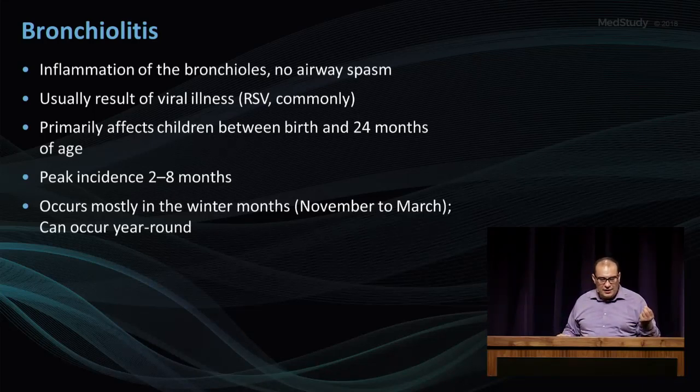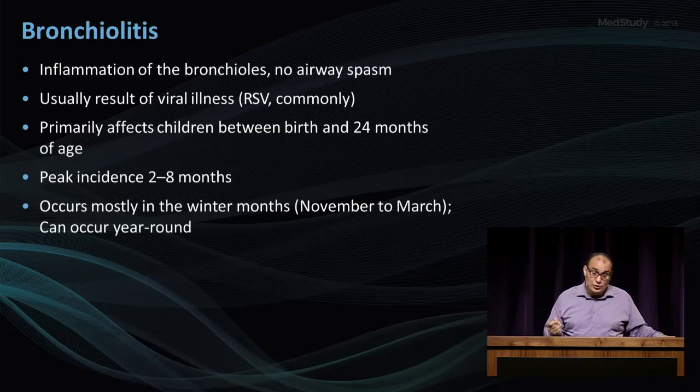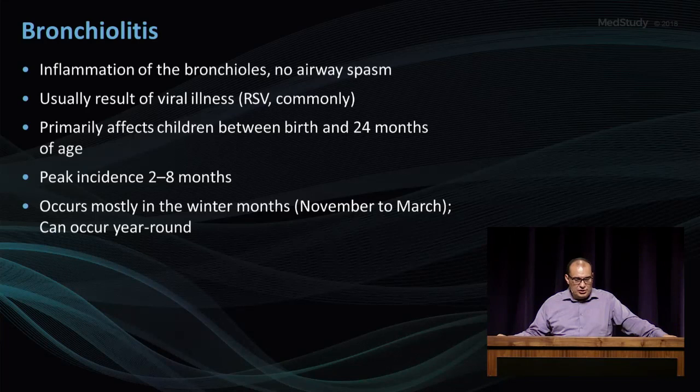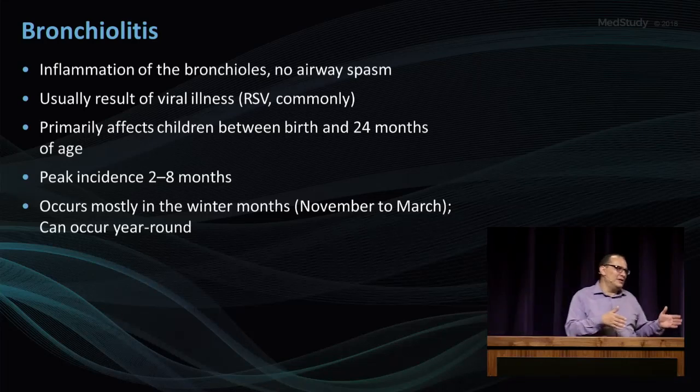It's usually the result of a viral illness, and this time it is RSV. If you go back, croup is parainfluenza, bronchiolitis is RSV. Believe me, it's a given question. It should be a gifted question, but sometimes you could mix up, especially since there is an element of bronchiolitis in croup. It primarily affects children between birth and 24 months of age, with peak incidence at 2 to 8 months, in winter months. We know RSV, we start thinking of giving prophylaxis by September, August, depending on the epidemiological data. RSV could affect any season, by the way.